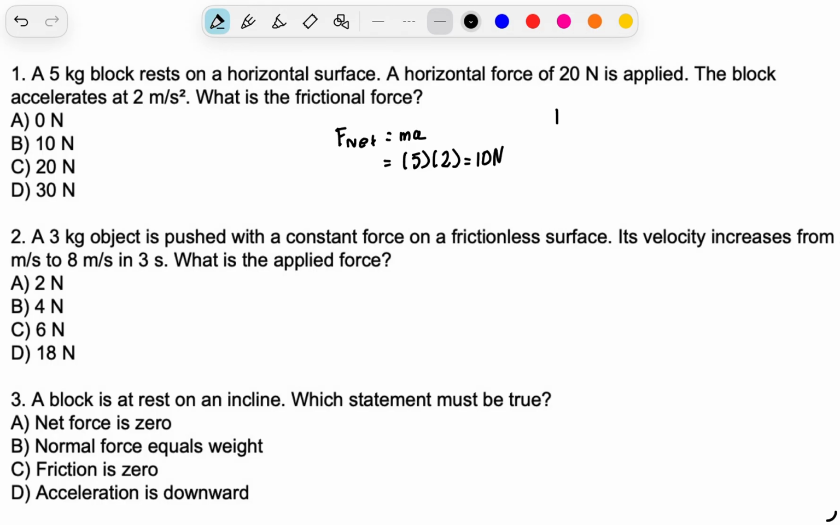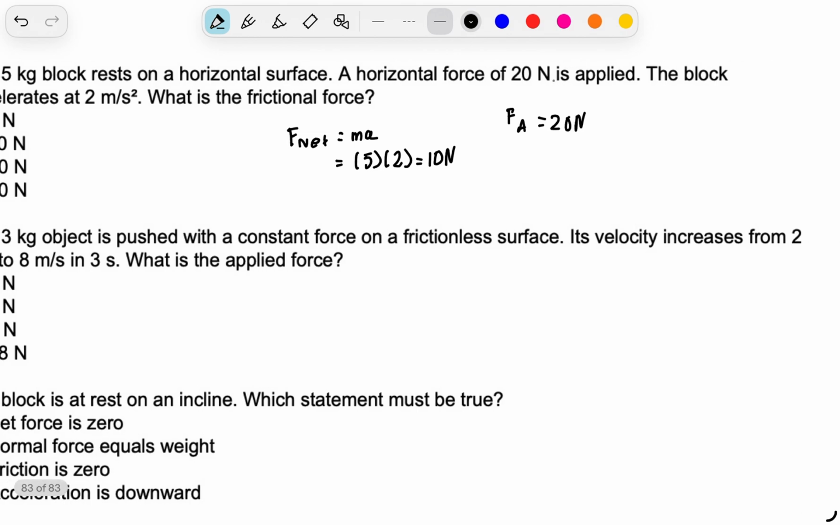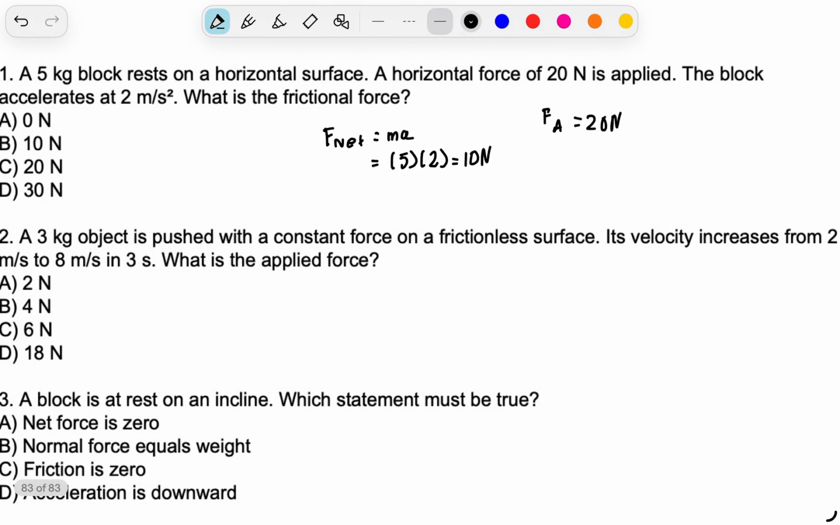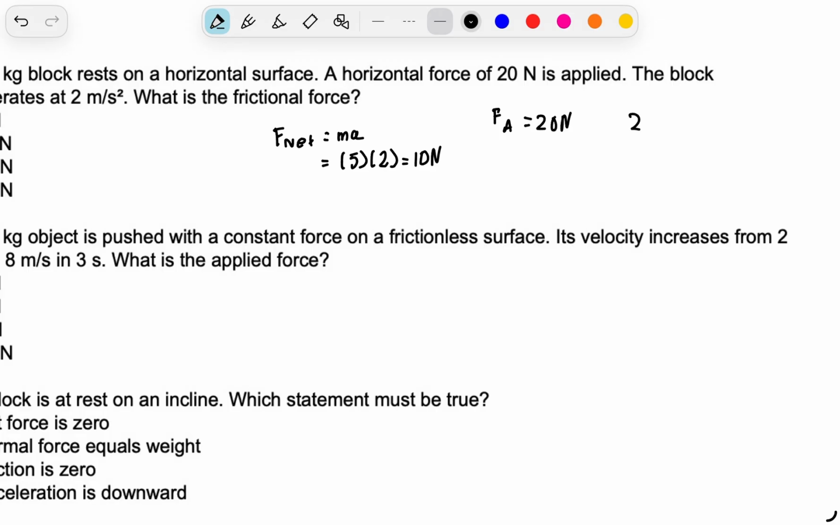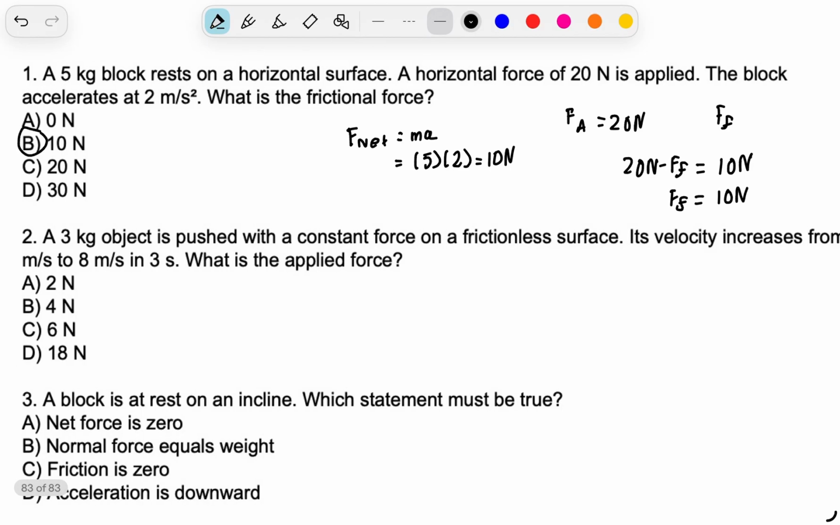So we know that we have an applied force as well, which was 20 newtons. And because we know that this is going to be in the opposite direction, we have a force of friction that is acting against our motion. So when we combine that together, we have 20 newtons minus the force of friction is equal to 10 newtons. So if we solve for force of friction, then you get that force of friction is equal to 10 newtons. So that is how we know that we have option B.